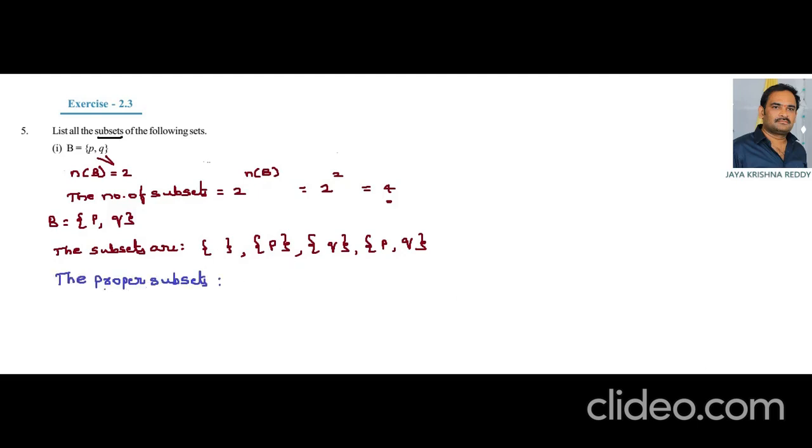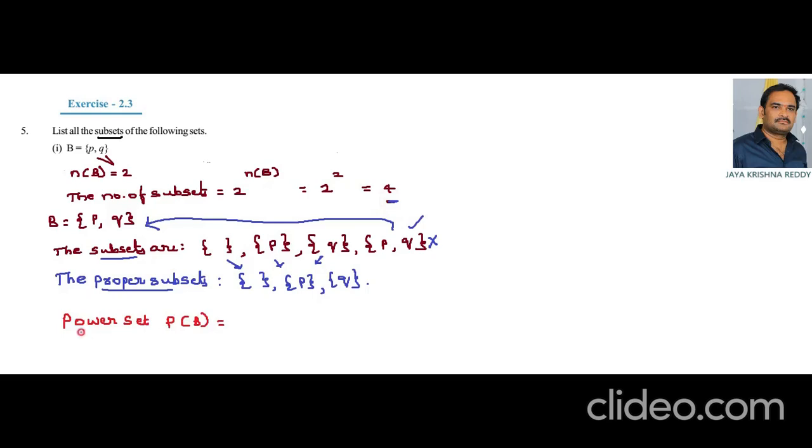If we have to write only the proper subsets, not all subsets, we have to write the empty set and the sets with single element, set P and set Q. Enough. The proper subsets are only 3, because this set P comma Q is exactly equal to the given set, so it is not a proper subset. So the number of subsets is 4, and the number of proper subsets is 3.